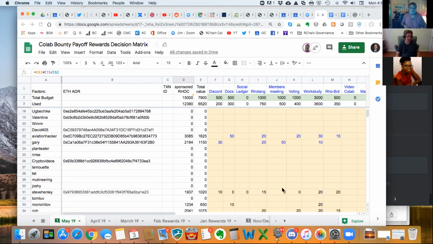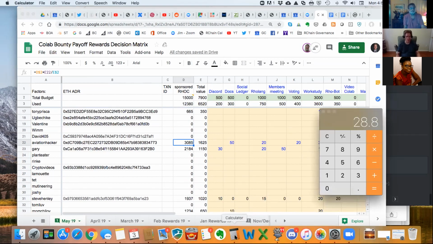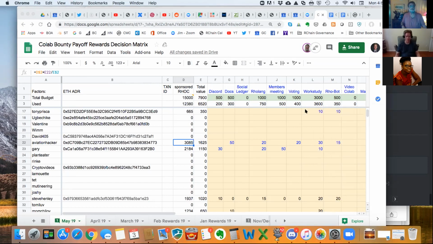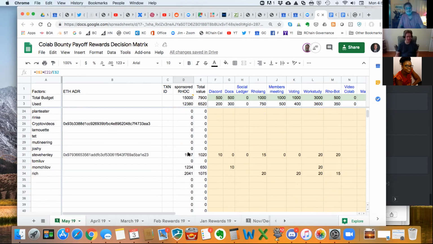Aviation Hacker has pretty much attended almost all the work studies in the month. So we would probably expect that to be that. Gary, well, I guess doing the member meeting is a big thing for Gary. So I guess that's reasonable. Steve Henley, $1,000. It's an easy $1,000. Of course, the 2,000 rocks is going to get that exactly. Mom CoLab, he did good. Rich did pretty good.